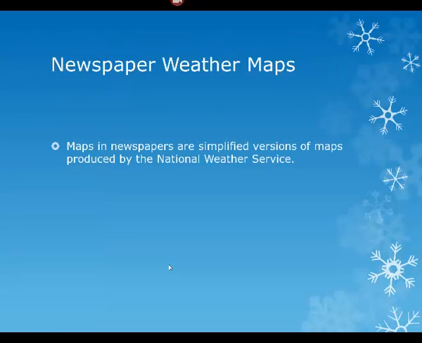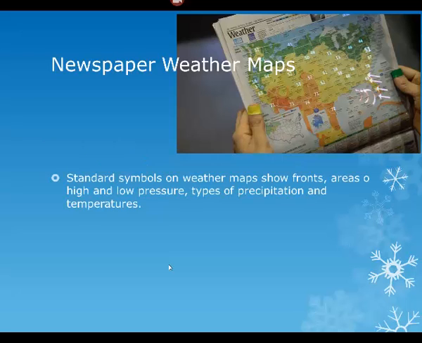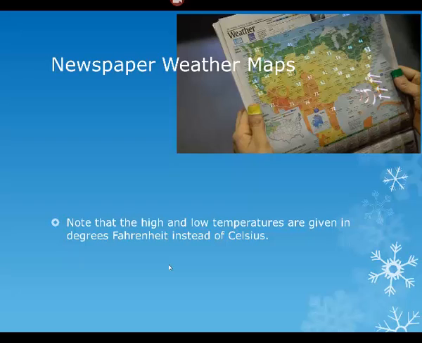Newspaper weather maps. Maps in newspapers are simplified versions of maps produced by the National Weather Service. You've probably seen these maps numerous times. Standard symbols on weather maps show fronts, areas of high and low pressure, types of precipitation, and also temperatures. Note that the high and low temperatures are given in degrees Fahrenheit instead of degrees Celsius. In the United States, we tend to like degrees Fahrenheit. We understand degrees Fahrenheit a little better than we do degrees Celsius.